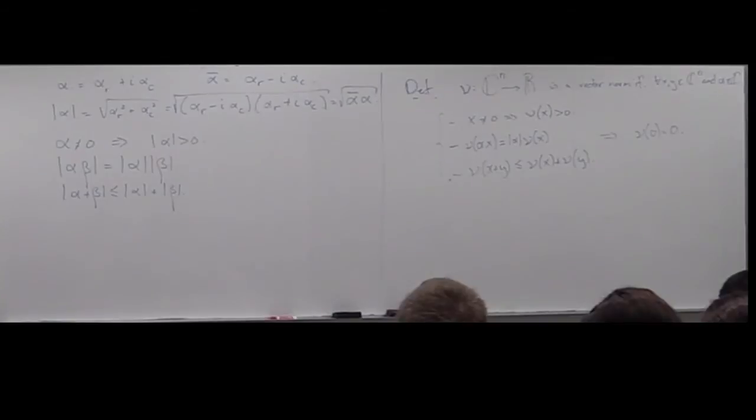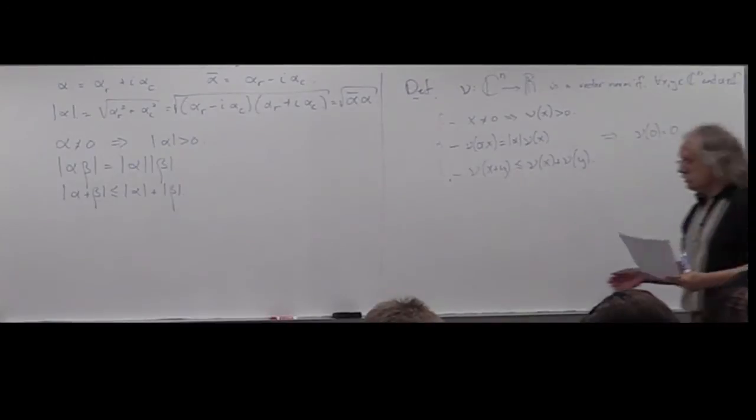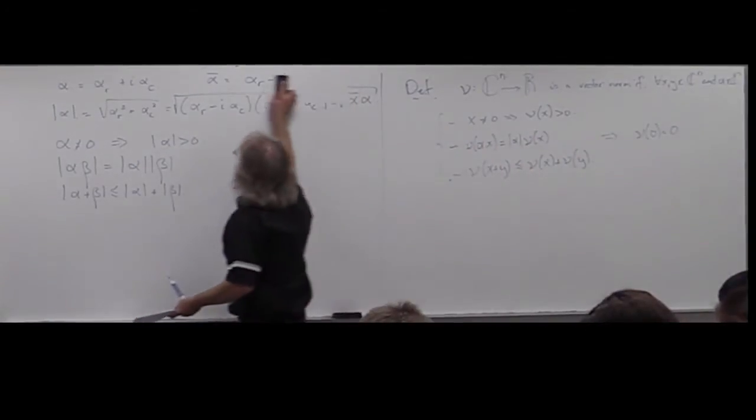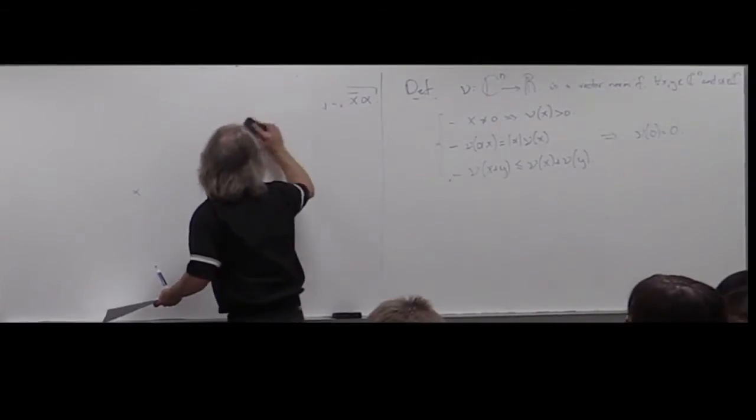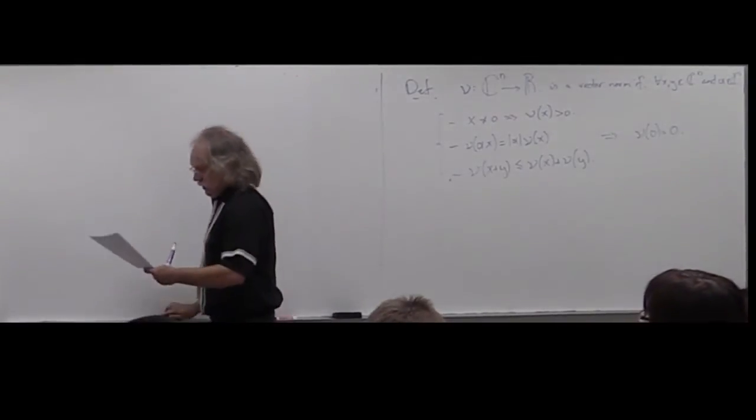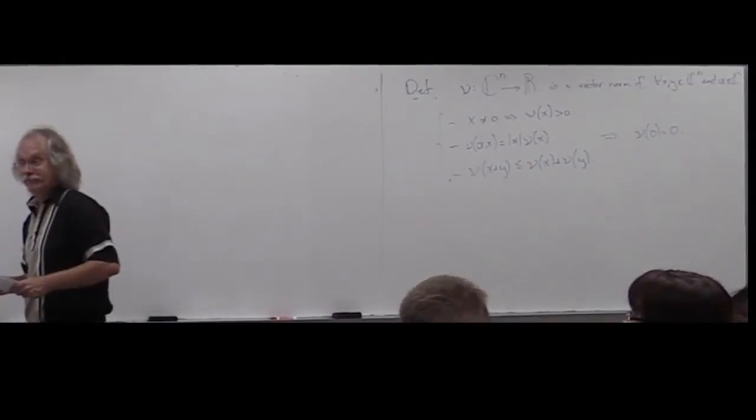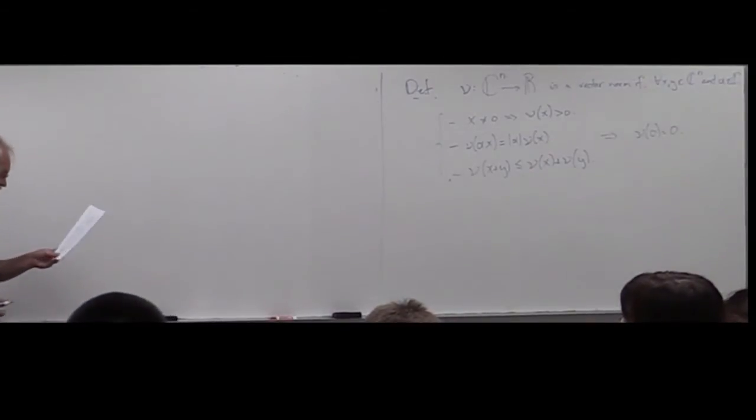Everybody with me? Okay, give me an example of a norm. Distance. Distance, vector length, right? Euclidean distance. Okay. So let's have a look at that. It turns out that it's the norm for which it's hardest to prove that it's a norm.